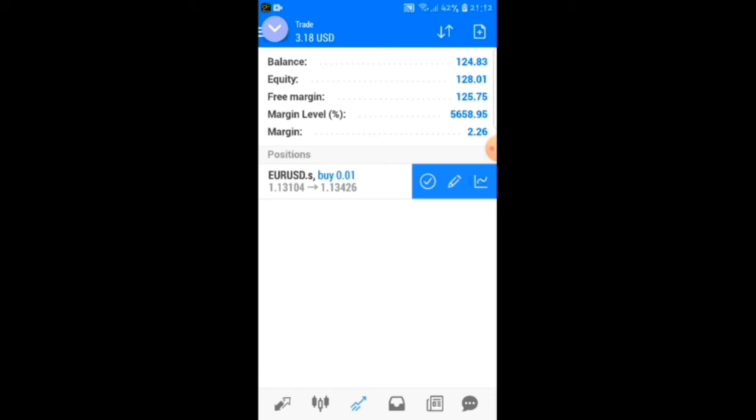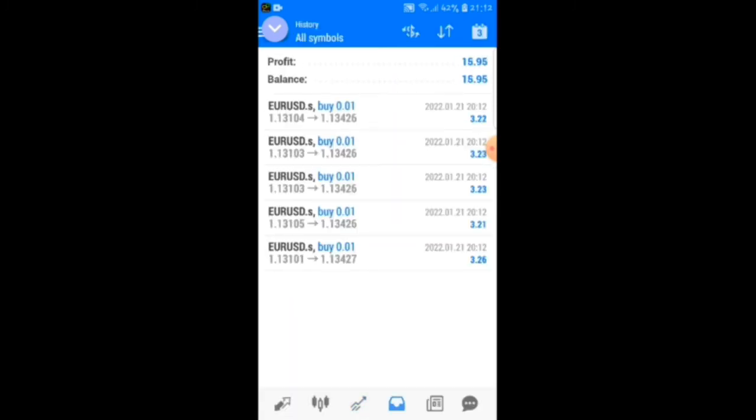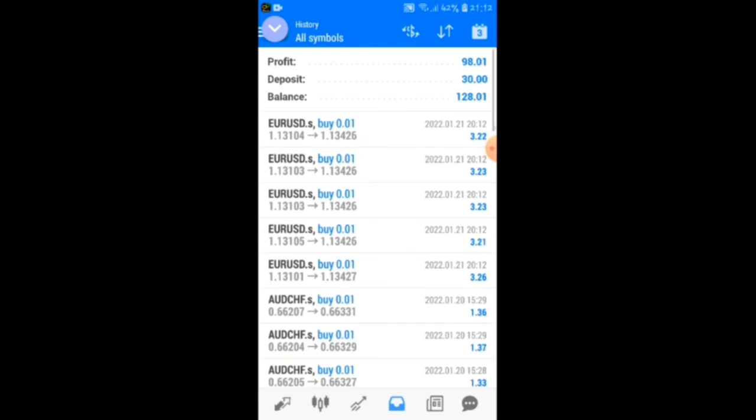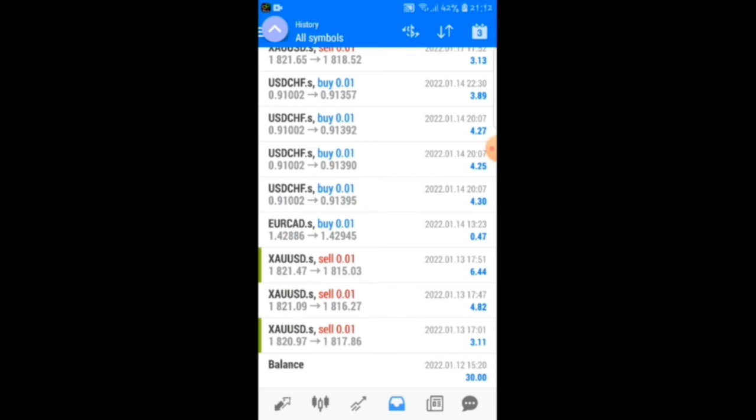Remember, the target is what? The target is $1,000. You can see that as a profit. The deposit was 30. We've made 98 profit. Now we are at 128, and you can see that this was there. This is where we started from.